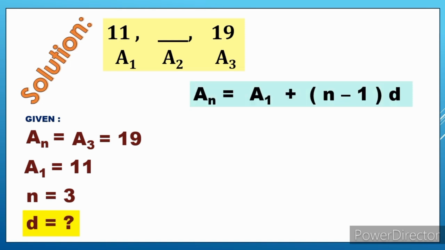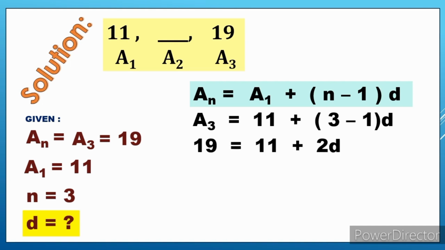Okay, now let's substitute the values of a sub n, a sub 1, and n. So we have a sub 3 equals a sub 1, which is 11, plus n, which is 3, minus 1 times D, which is unknown. And a sub 3 will be 19. It is equal to 11 plus 3 minus 1, which is 2. So we have 2D. Then we solve for D.